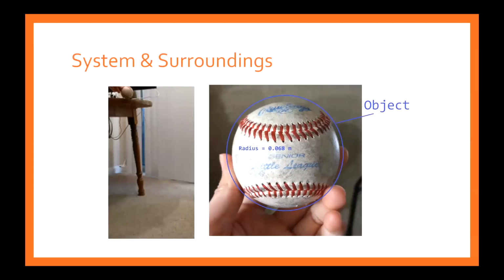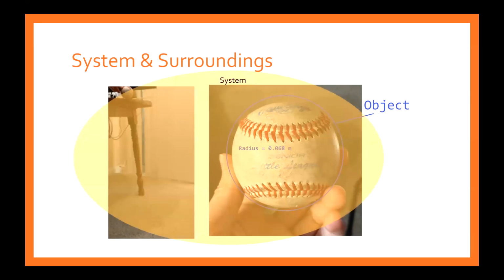System and surroundings. I have my object, a baseball, and a table right there. I'm going to drop it from the table. The air and the gravitational force are all my system. And that's what we typically see in the real world, so there will be no such huge distinction between those two.